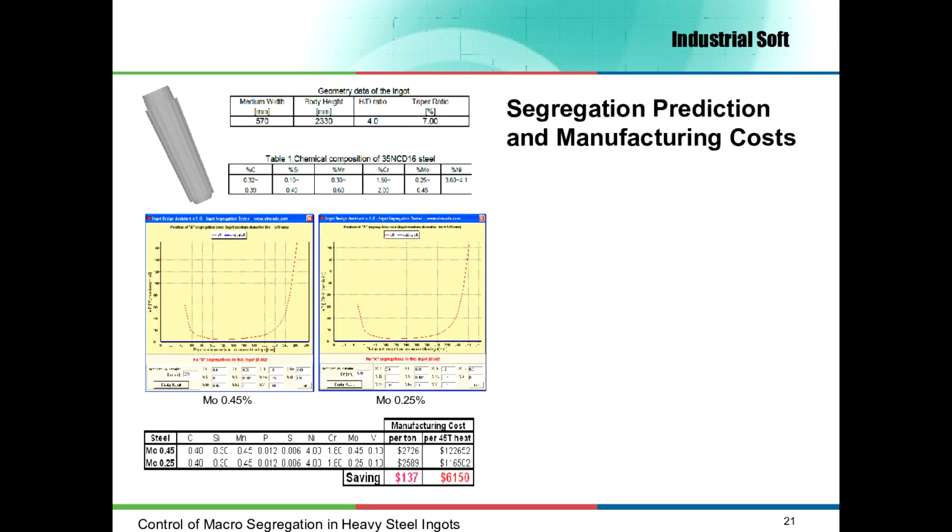The following example is another application in casting technology design stage. A 5 tons ingot with the geometry given in this slide has been taken into consideration. After simulation and segregation prediction, we find out that there is no segregation even if the molybdenum content is at the minimum value allowed by steel specification. This suggests that we can lower the manufacturing cost of the ingot by lowering the molybdenum content of the steel. The values in this table show how much we can save if we use a lower molybdenum content.